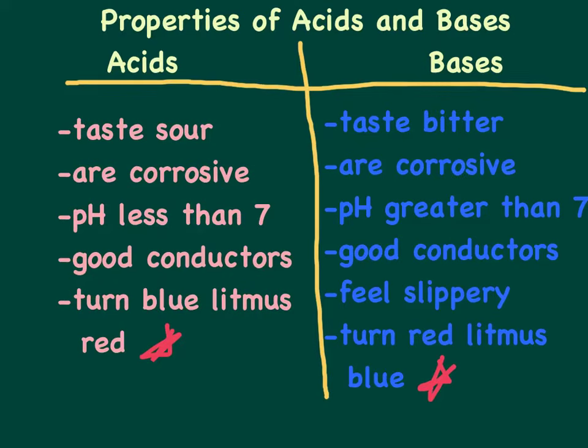And the way that I remember these two relationships about litmus is that red turning blue, blue starts with a B and so does bases. So that's the connection for me to help me remember that. Blue litmus turns red, red ends in D, and so does acid. So just some quick little mnemonic device to help you remember what happens with litmus.